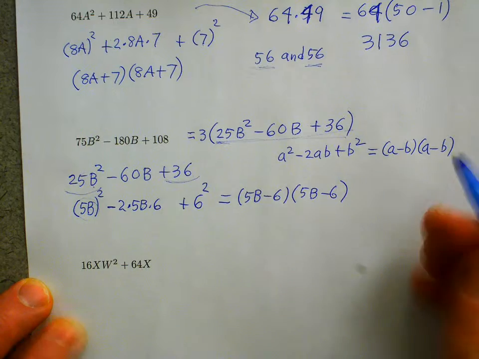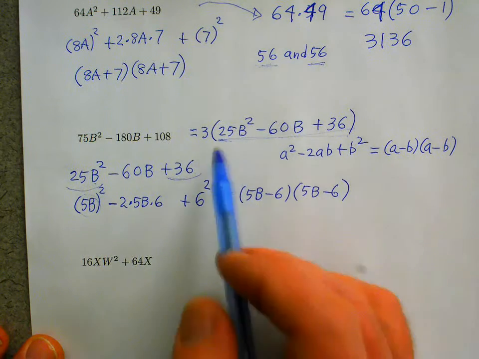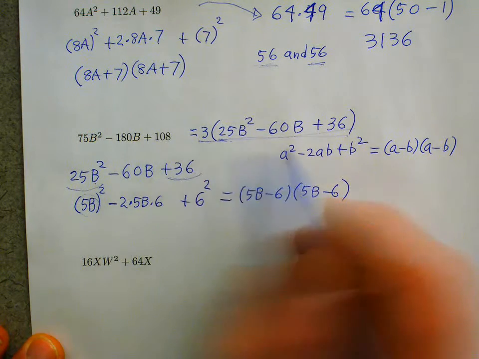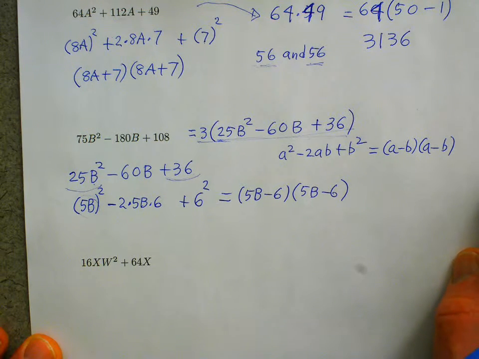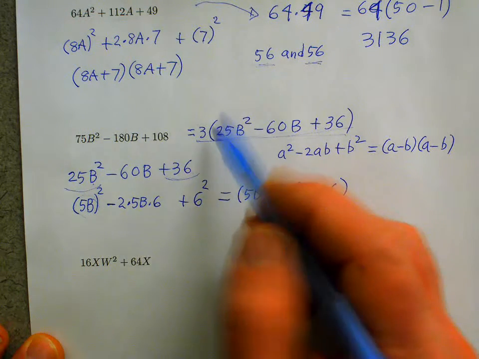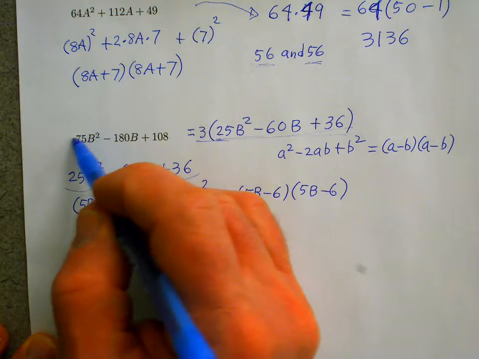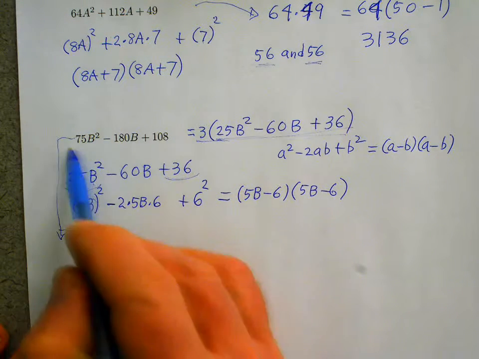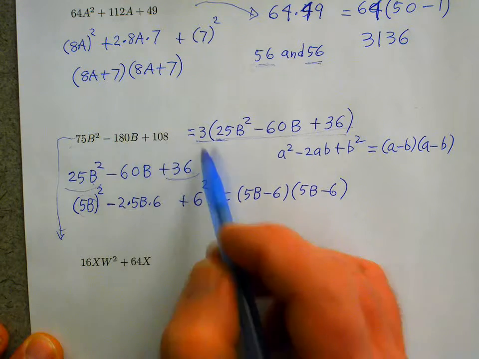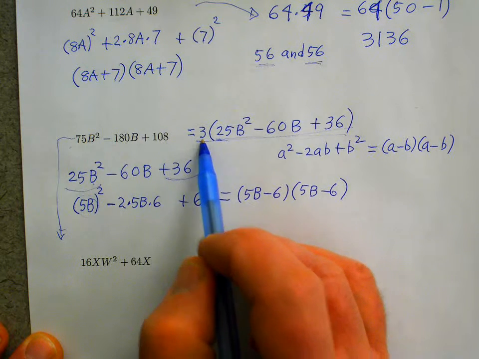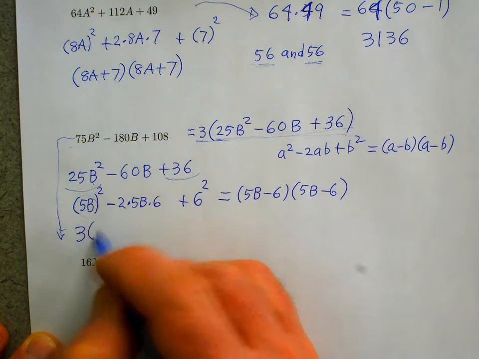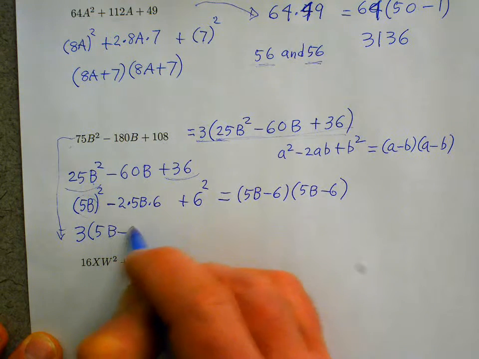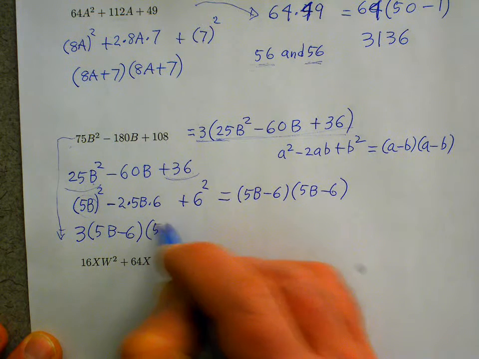Hey, but we have to remember, and this is especially important in Newton, if you don't want to get marked incorrect, the complete factorization of this original trinomial includes the factor 3. So we would write 3 times 5b minus 6 times 5b minus 6.